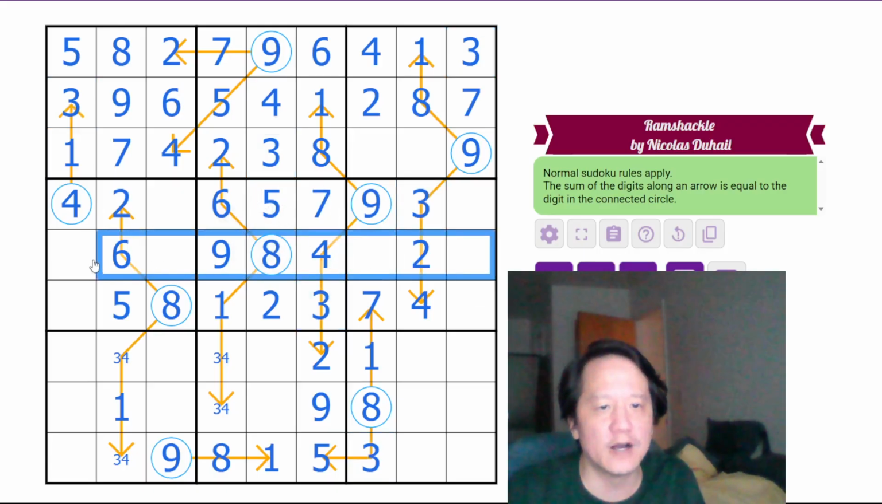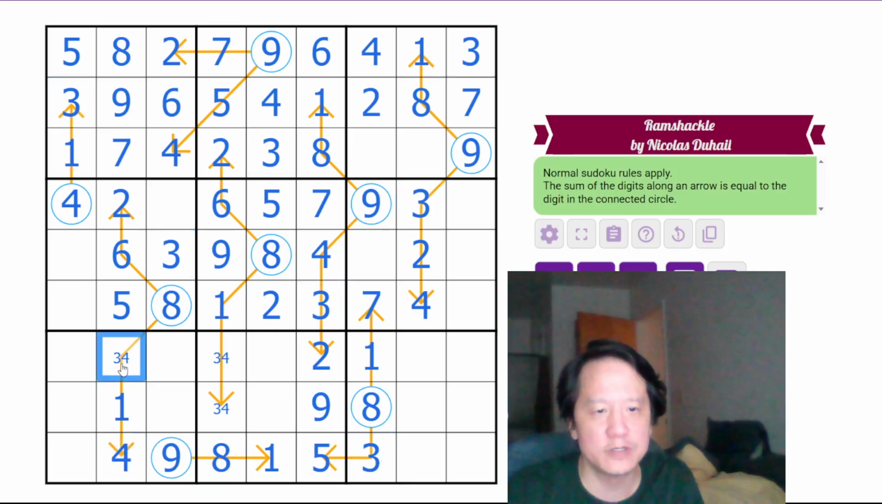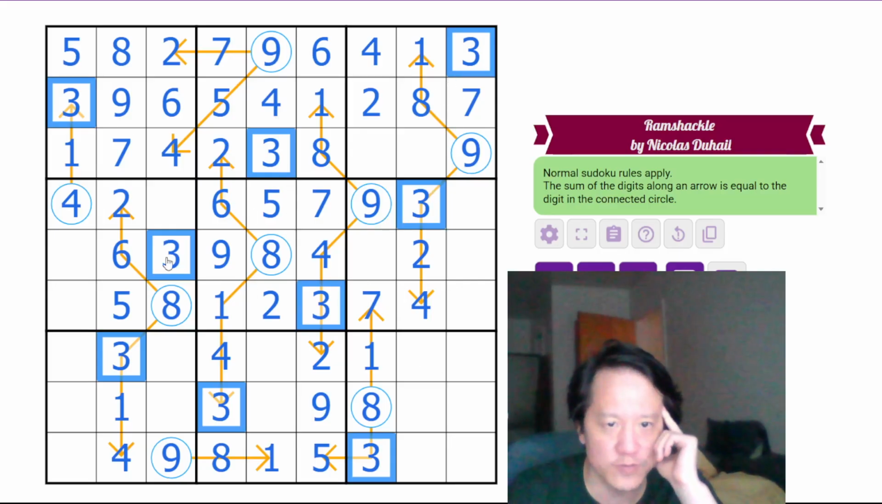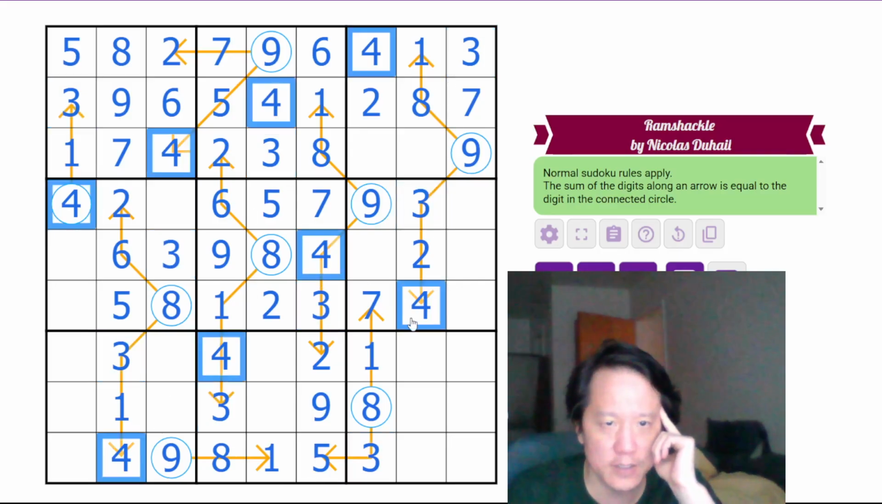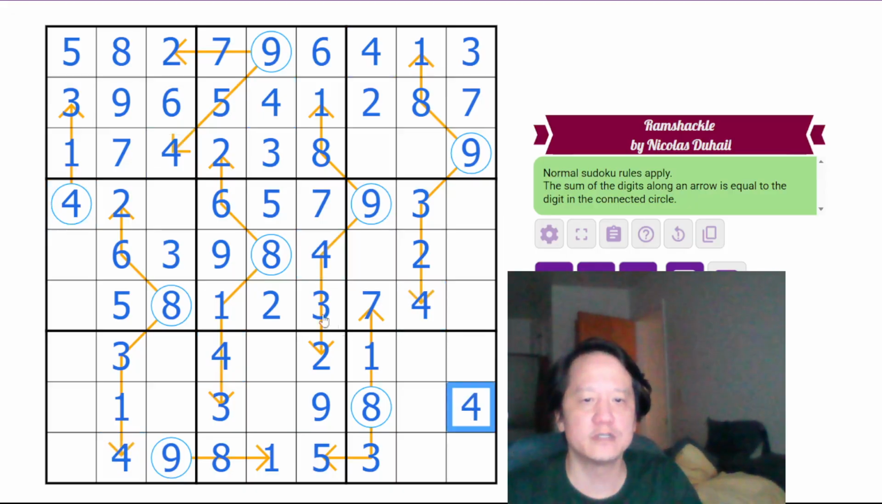3 in row 5 cannot be here because of 3's in the boxes. Can't be here because of 3 in the column, so 3 is there. 3 eliminates 3 here, so it's 4 and 3. 3 eliminates 3 here, so it's 4 and 3. And that should be all the 3's. 1, 2, 3, 4, 5, 6, 7, 8, and 9. 4. We have 8 4s. We know where the last 4 has to be. It's there.